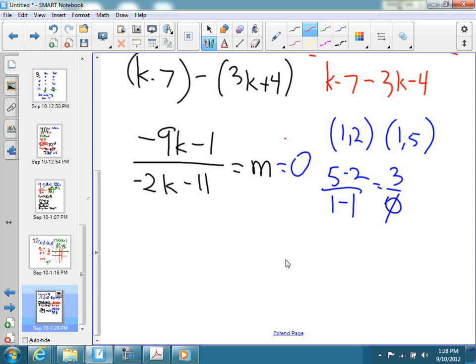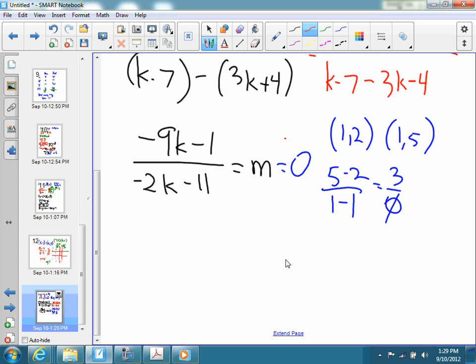Well, if I have a fraction with variables, I mean, really, to make this equal to 0, all I need to do is have the numerator equal to 0, right? Because if the numerator is equal to 0, the whole thing is going to be equal to 0. So all I'm worried about is whether negative 9k minus 1 is equal to 0. But just to show you, I will do what we were doing before.